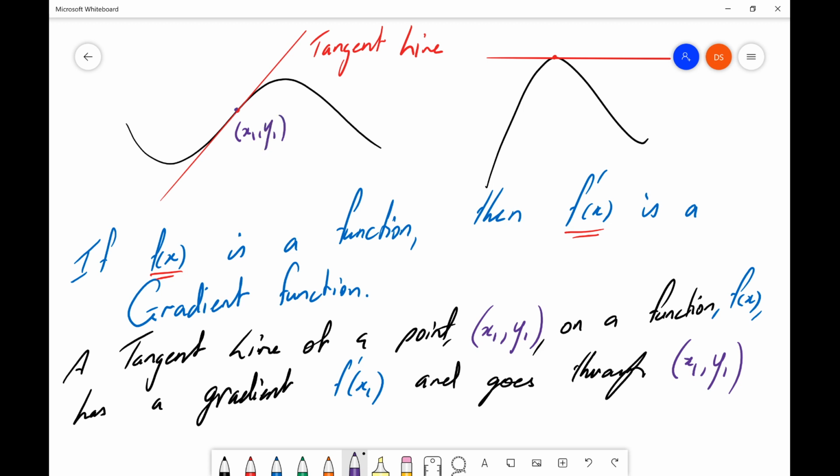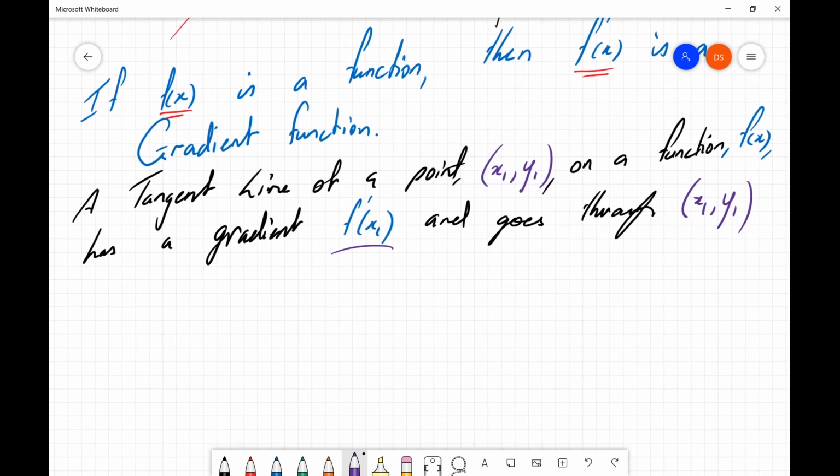What that means is, in this picture here, if this is x1, y1, the slope of this line is f prime of x1, right? It's the gradient at that point, okay? And we learned this in level 2. So let's try something.